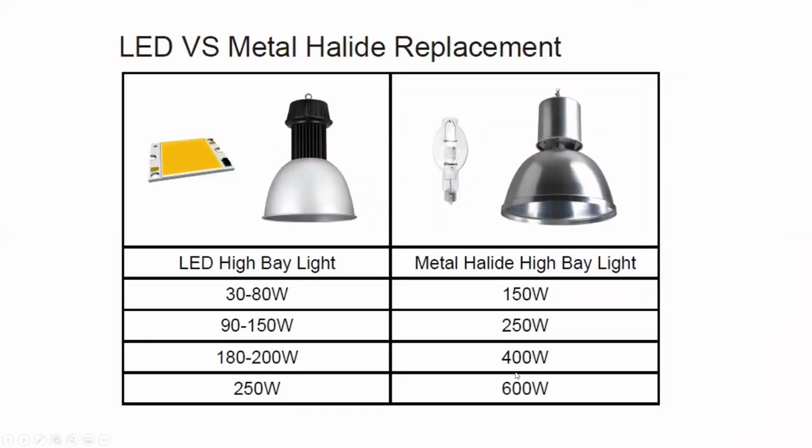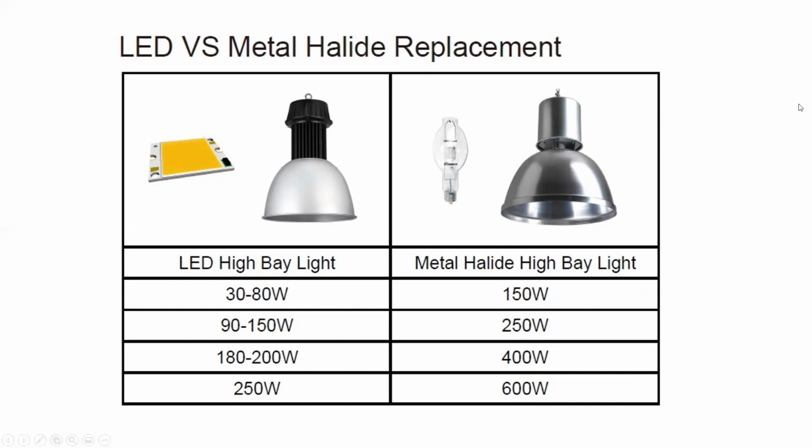You can see here a comparison of a 600 watt metal halide fixture. You only need a 250 watt LED fixture to provide the same amount of lumens of light. So there are some advantages to going with LED.